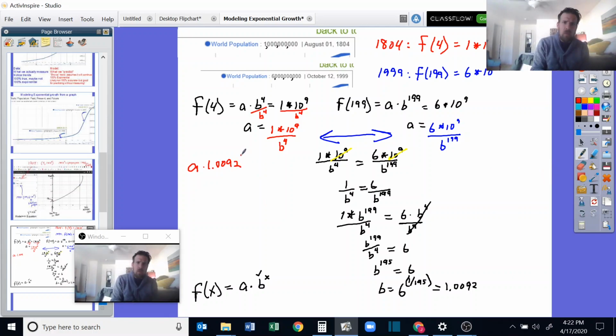So it's 1.0092 to the fourth power, because it's the fourth year, equals 1 million. So now I divide both sides by this 1.0092 to the fourth power. And again, I'm really glad I have a calculator because I don't have to do all that calculating in my head, and the calculator can do it for me.